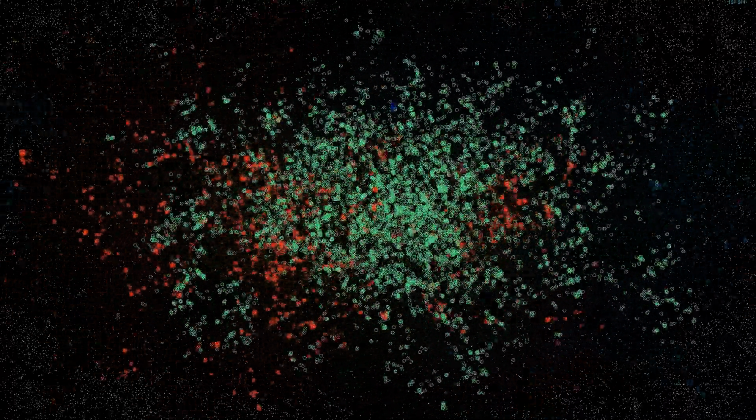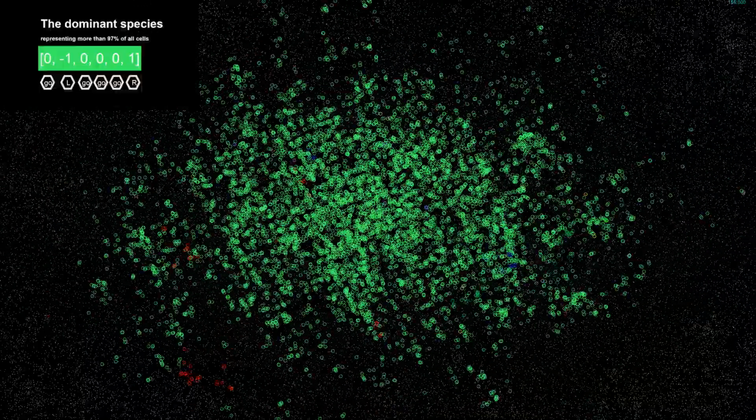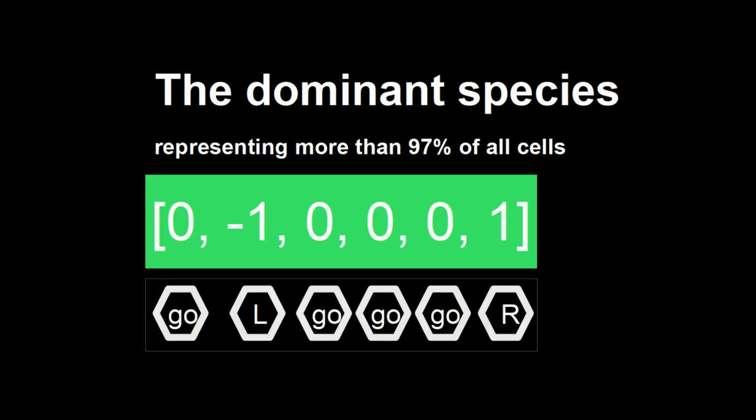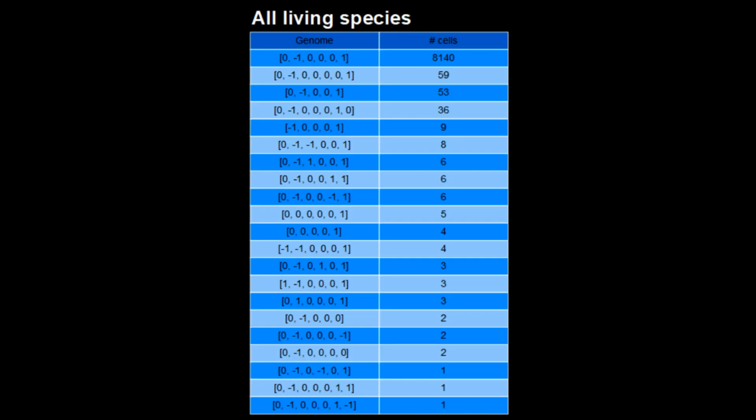And in fact, this is what we see when analyzing the situation. After 160,000 cycles, there is a clear winner. More than 97% of all cells are of the greenish type, with a genome reading Go, turn left, Go, Go, Go, turn right. From now on, we will represent these genes by numbers, 0 standing for Go, -1 for left, and 1 for right. But it is also true that other types have survived as well.